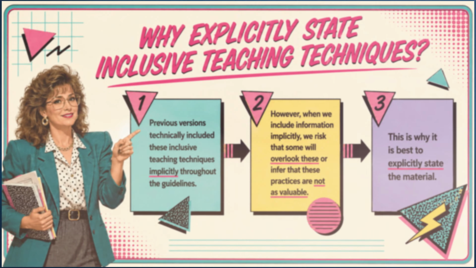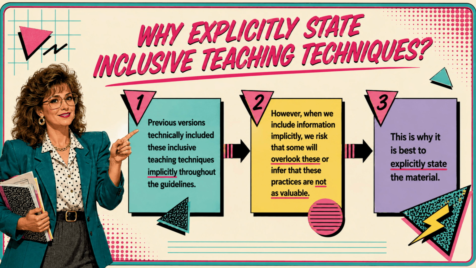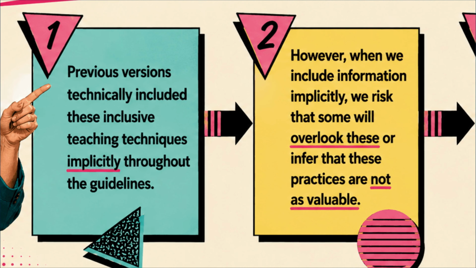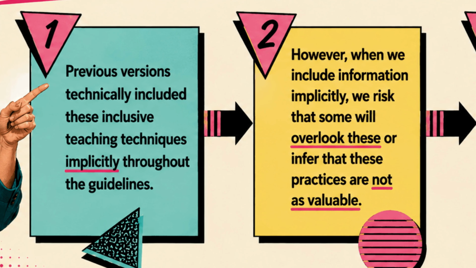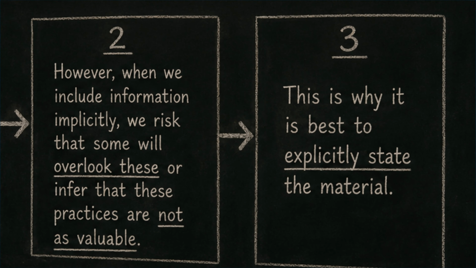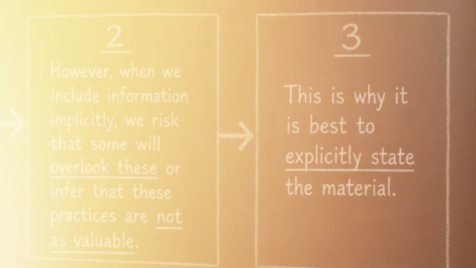Previous versions technically included these inclusive learning techniques implicitly through the guidelines. However, when we include information implicitly, we risk that some will overlook these or infer that these practices are not as valuable. This is why it is best to explicitly state the material.